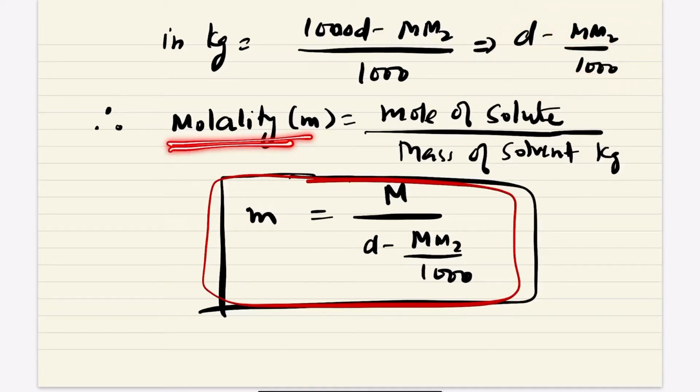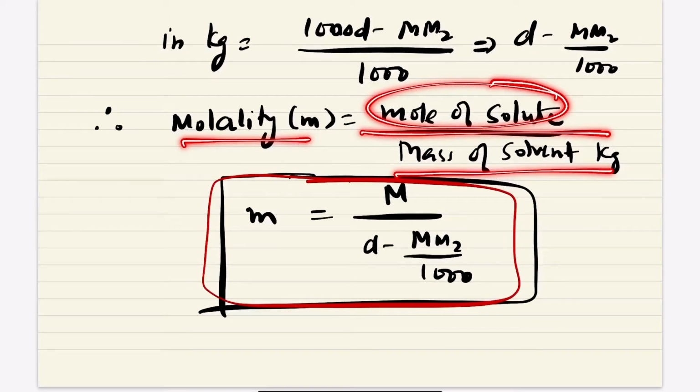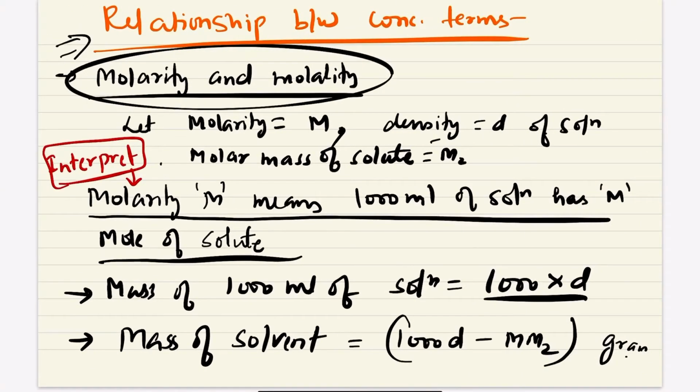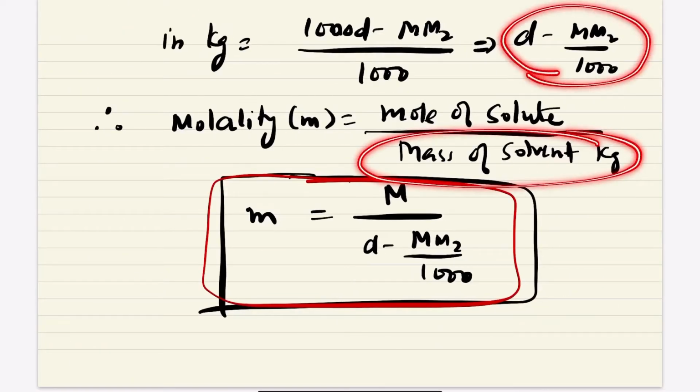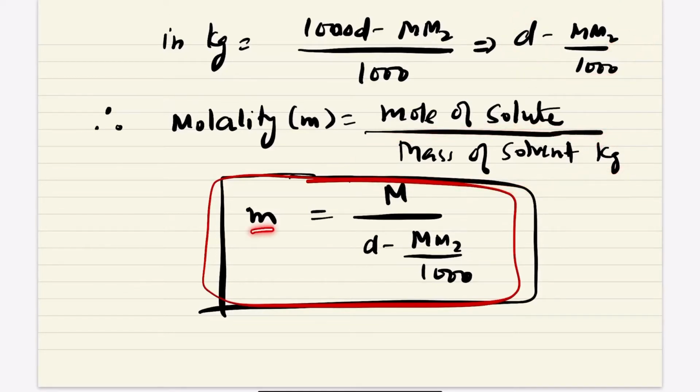So molality comes out to be, you know the formula to calculate molality: moles of solute divided by mass of solvent in kg. The moles of solute present in the solution which we were talking about is capital M, and the mass of solvent in kg we calculated as D minus M M2 by 1000. So molality comes out to be molarity divided by density minus M M2 by 1000. This is the relation established between molality and molarity.